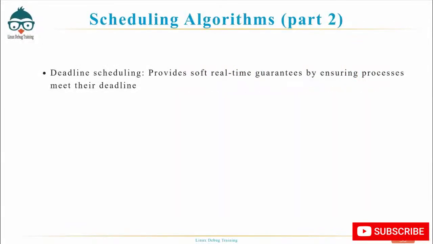Deadline scheduling provides soft real-time guarantees by ensuring processes meet their deadline. In deadline scheduling, each task specifies its own deadline along with an execution time estimate. The scheduler dynamically assigns priorities based on the relative urgency of tasks with respect to their deadlines.